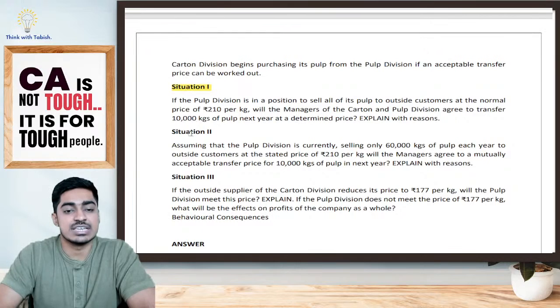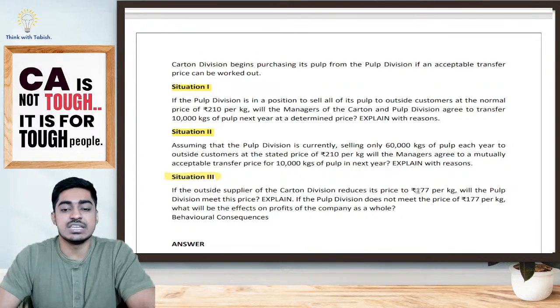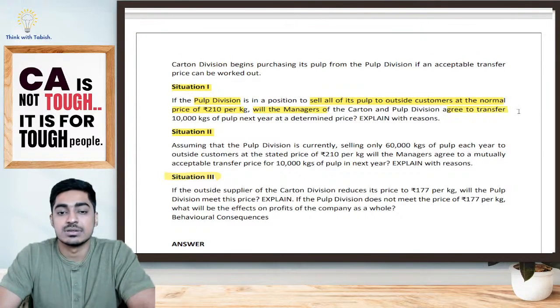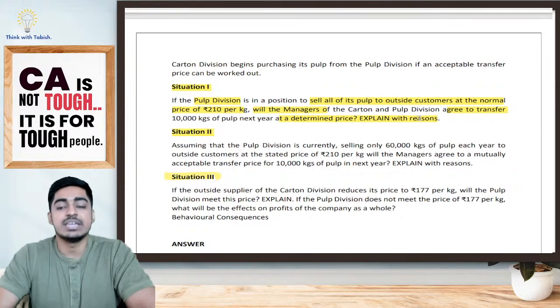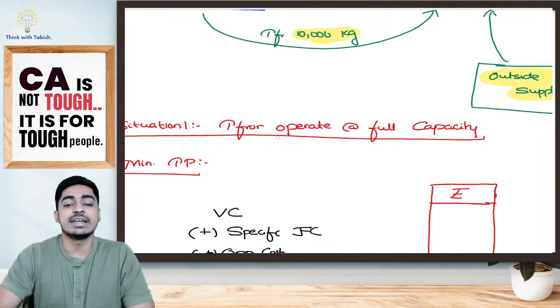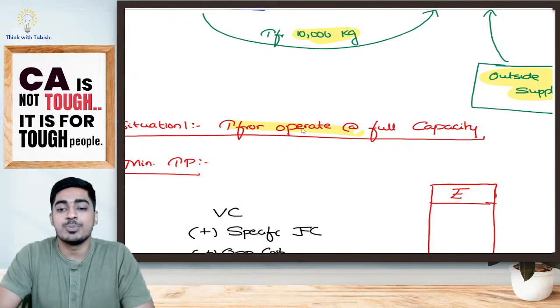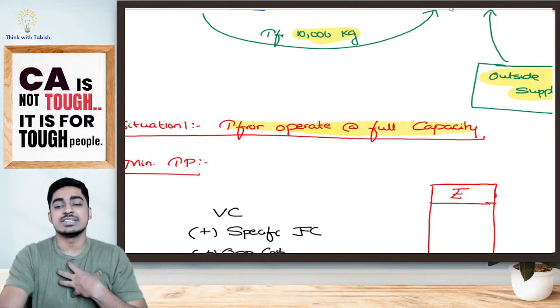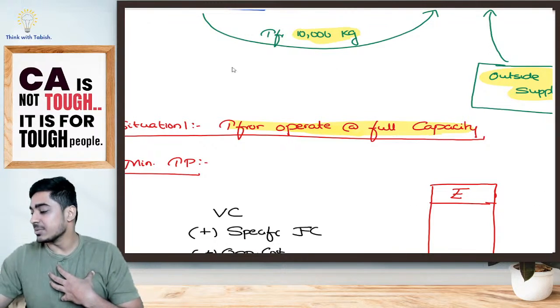Three situations are there. In the first situation, if the pulp division is in a position to sell all of its pulp to outside customers at the normal selling price of 210 rupees, will the managers agree to transfer at a determined price? Explain with reasons. What is the first case we are telling? The transferor, the pulp division, is operating at full capacity. So what is the pulp division telling? What is the variable cost I am incurring?